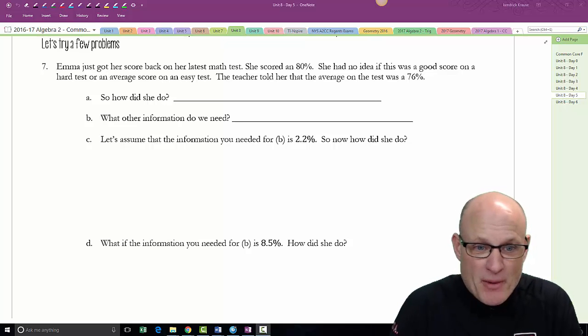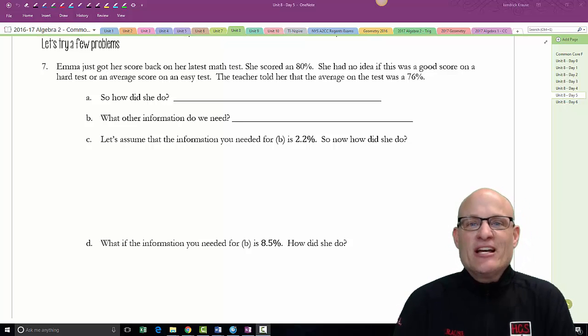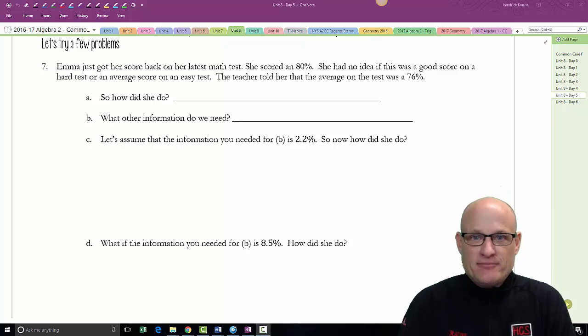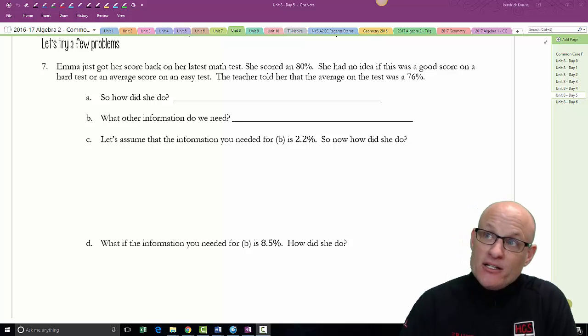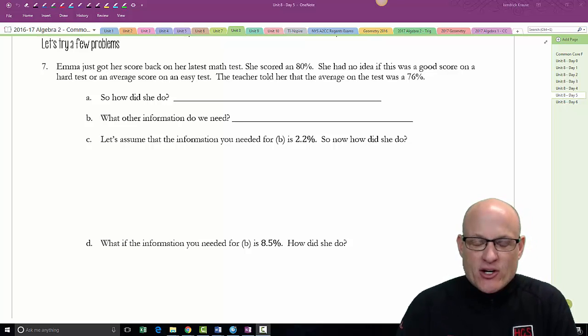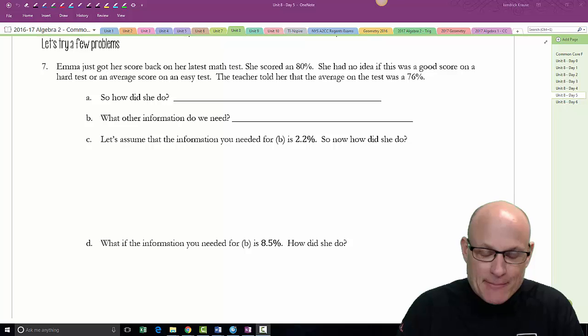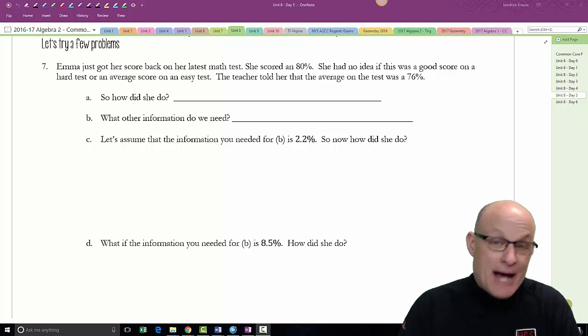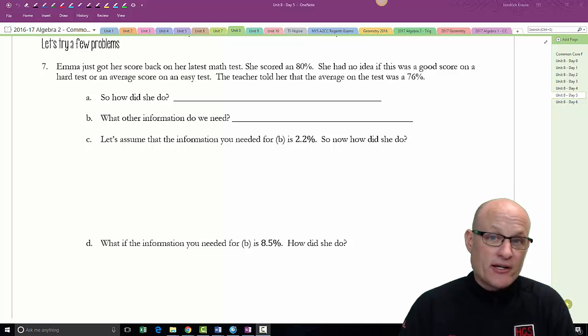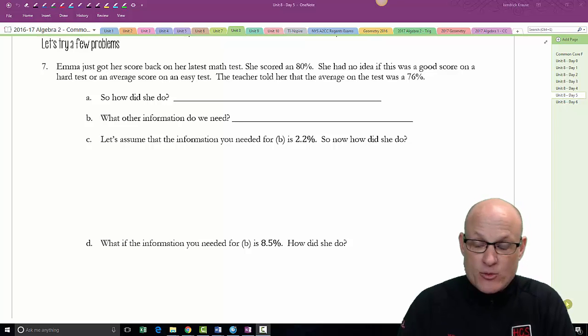Emma just got her score back on her latest math test. She got an 80%. She had no idea if this was good. If you've ever been in a test and I said, oh, you got a 90%, but everybody did better than you, then you'd say, no, that's not very good. Or if you got an 80%, but you were the top scorer in the class, you'd say, oh, okay, that's great. Everybody did worse than me.